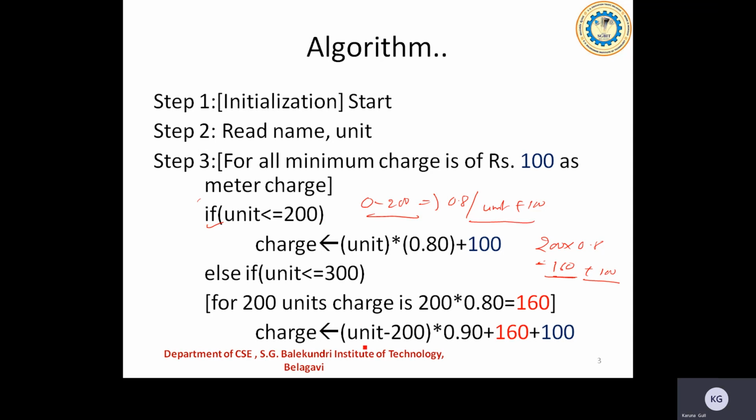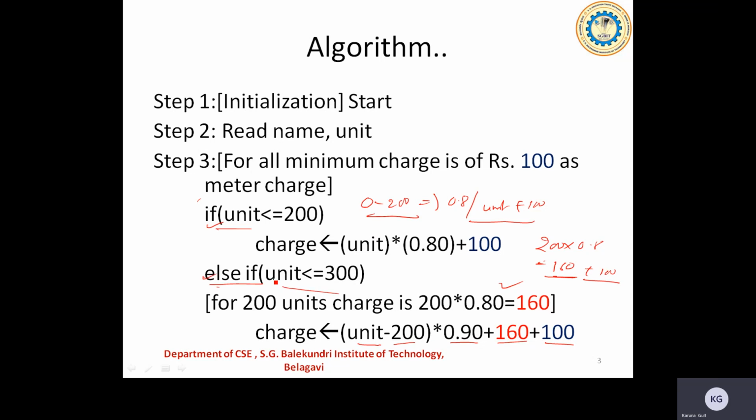Now for above 200 units, the total unit that is given minus 200 gives the extra units that we have consumed above 200 units. If I have read it as 250, then 50 is the extra unit that we have consumed after 200 units. Only for that we have to pay 90 paisa. For 200 units we are paying the same amount that I have mentioned here, 160, and this is the minimum meter charge that you have to pay.